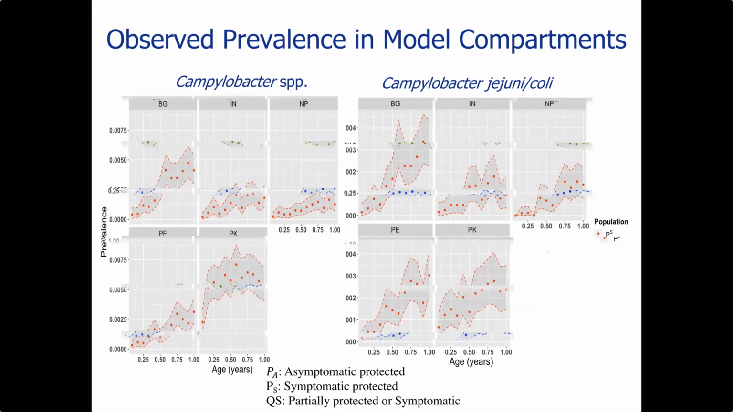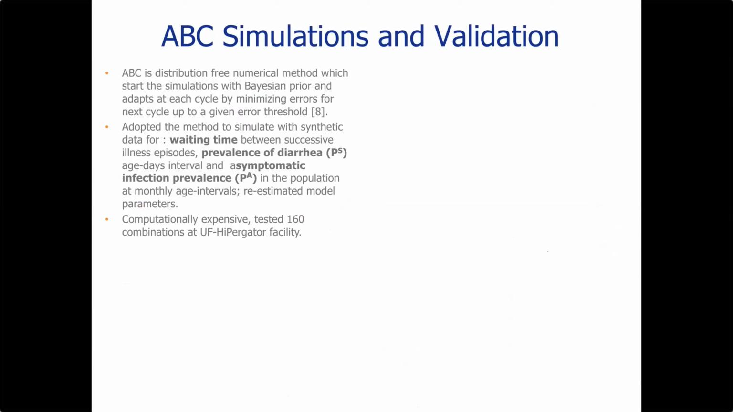So then we used this ABC simulation method, which is a distribution-free numerical method, and starts the simulation using the Bayesian priors. But at each cycle, it optimizes the error. And you can keep optimizing up to the error threshold you want, like 0.0001 error. But a limitation is that the computations are really expensive, and we could do that by using the UF HiPerGator facility, which is a world-class supercomputer in the USA.